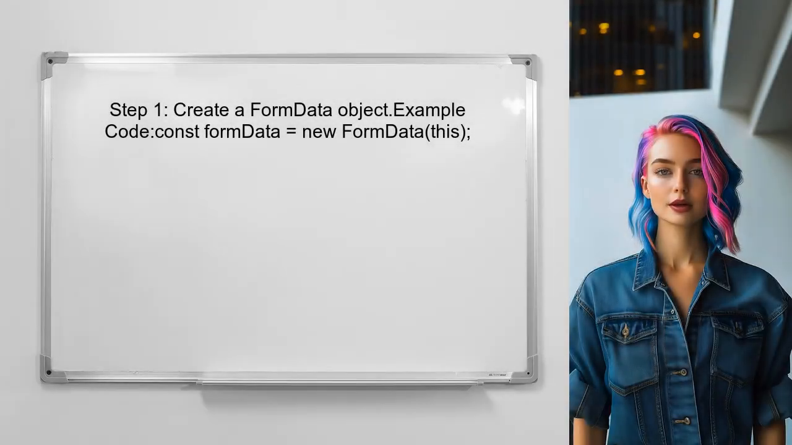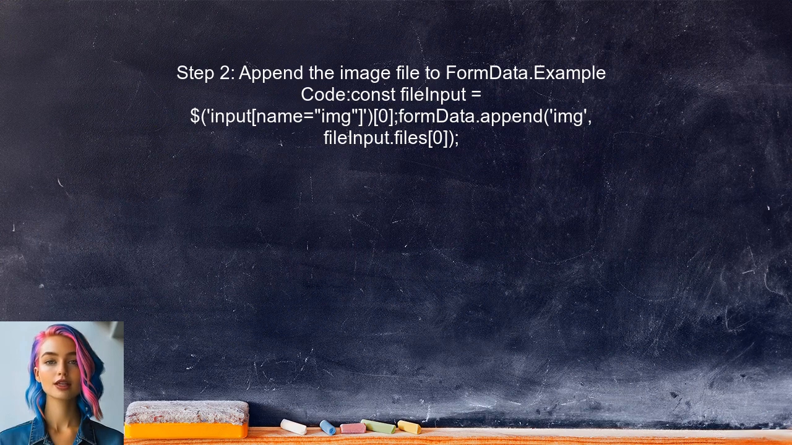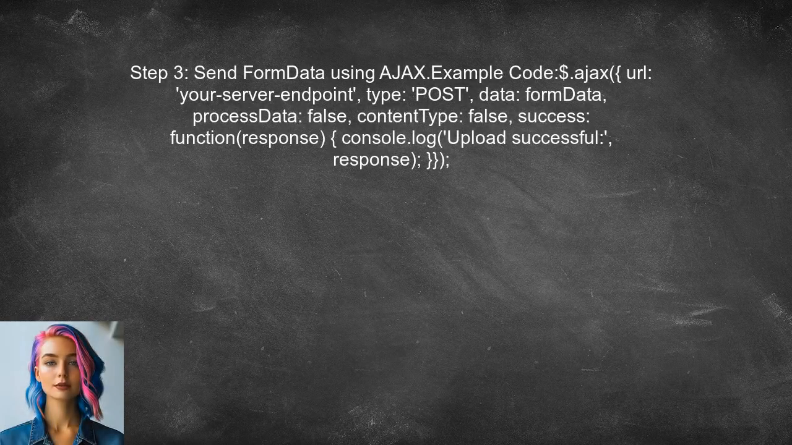To begin solving the user's issue with uploading an image, we need to modify the jQuery script to handle file uploads correctly. First, the user should create a form data object to store the form data, including the image file. Next, the user should append the image file to the form data object. This can be done by accessing the file input element and adding the file to the form data. Now, the user can send the form data object using Ajax. This will allow the image file to be included in the request sent to the server.